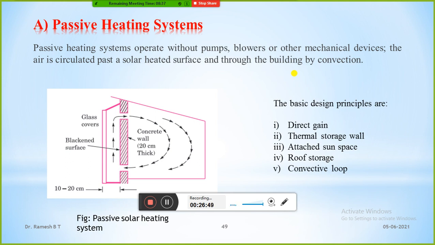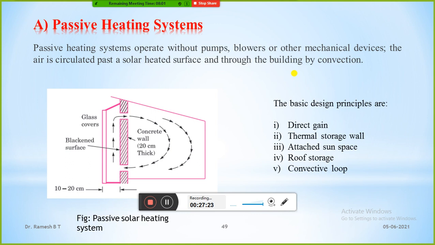For this type of passive system we preferably go with a wall and roof type of building, where these systems are generally installed. And these systems have 5 important types. The first one is direct gain. The second type is thermal storage wall. The third one is attached sun space, and the fourth one is roof storage and convective loops. These are the types of systems we use in passive heating systems.